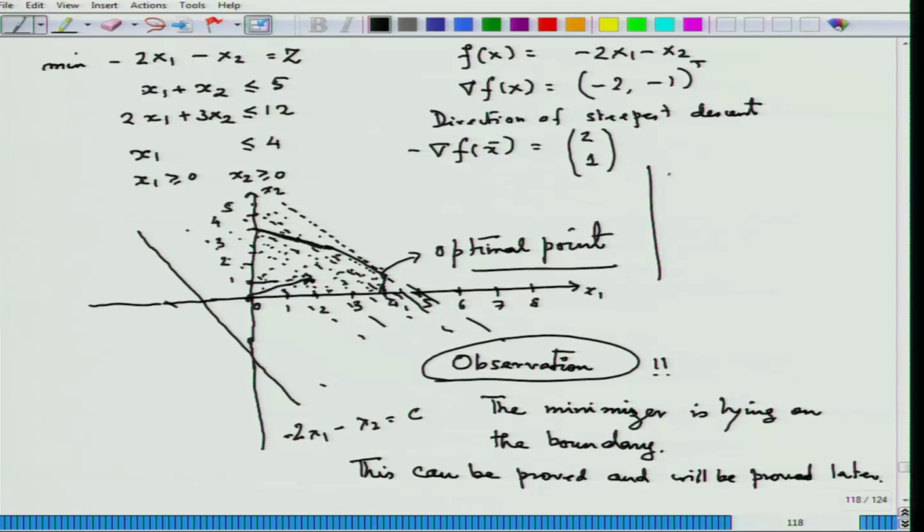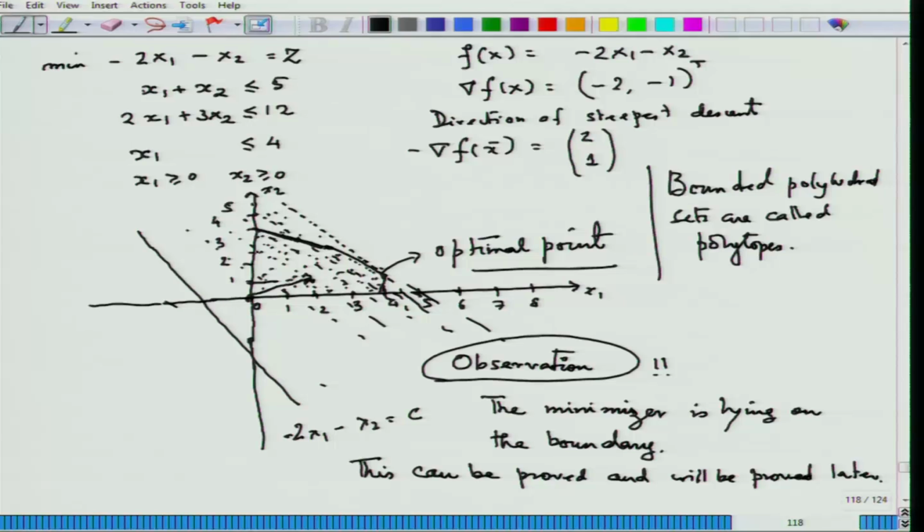So, I just remind you once again by the name: bounded polyhedral sets. Now, once I know this, these points are called extreme points, and why they are called extreme points will soon come up with a definition.